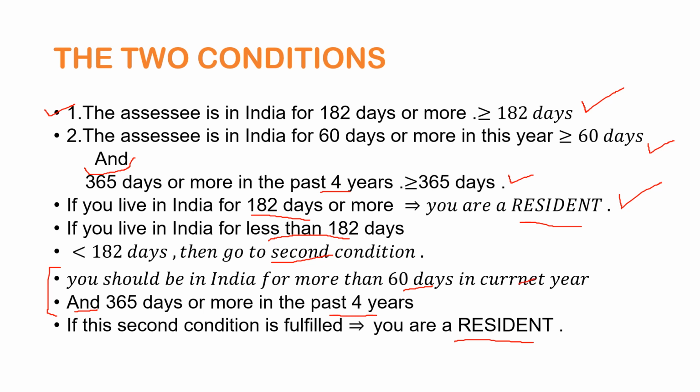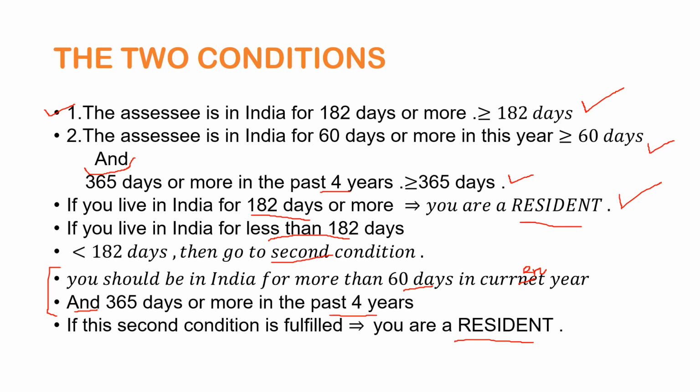Okay, so the two conditions, they are very clear: you fulfill one condition and you become resident. Or you fulfill the second condition, you become a resident. But if you don't fulfill the first condition, you don't fulfill the second condition, then you will become non-resident. But in this slide, I think it is very clear to you.